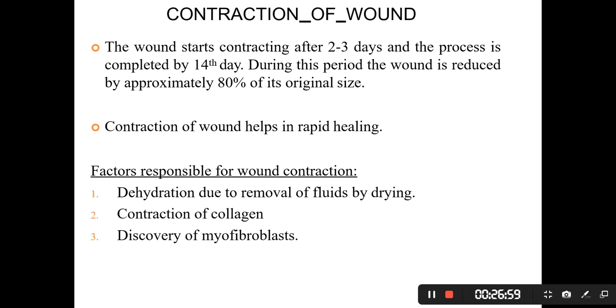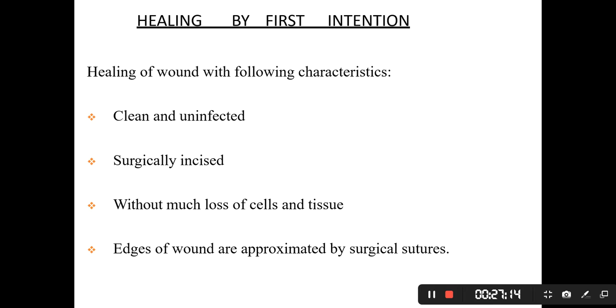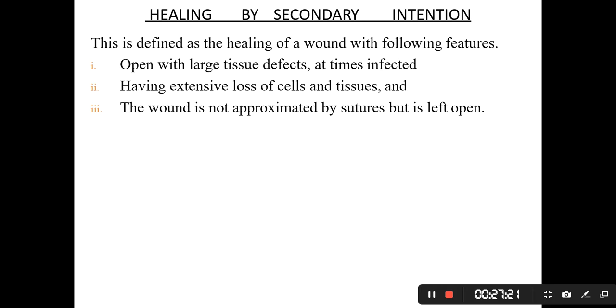The factors which are responsible are dehydration, the contraction of the collagen, and new formation of myofibroblasts. Now what are the types of wound healing? There are two types: primary and secondary. Primary is generally seen when there is a clean, uninfected wound, a surgically incised wound, there is not much loss of tissue, and generally when there are surgical sutures. Secondary is seen when there are very large tissue defects, and there is a lot of loss of tissue, and you cannot bring the two surfaces together.